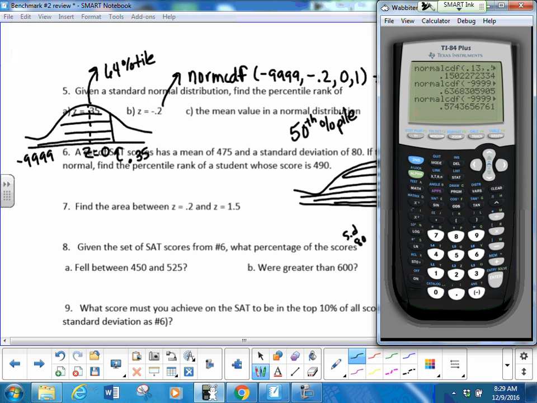Yes. If you got a z-score, you don't have a lot of options. You've got to use 0 for the mean and 1 for the standard deviation. But if they give you the actual mean and standard deviation, you can do it this way. Depends on what's given. Okay.